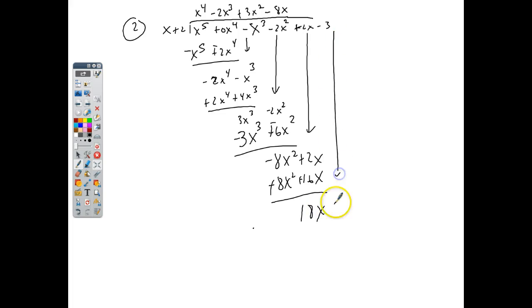18x. Bring down my negative 3. What times x gives me 18x? 18. So I get 18x plus 36. Change my signs if something awful happens. Negative 39. So it becomes minus 39 over x plus 2. Ta-da! Because you didn't do it right. Well, yeah, no, really. That's fair.